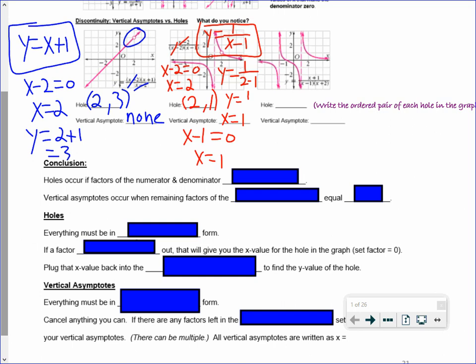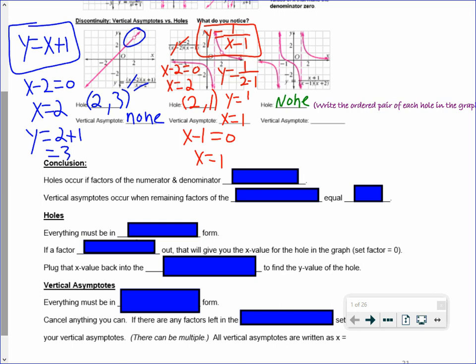Okay? Now for our last graph, we have x plus 1 all over x minus 1 and x plus 2. We don't have any factors that are the same in the top and in the bottom, so we cannot cancel anything out. If we can't cancel any factors out, that means we have no holes. There are none. We can see on the graph as well that we don't have any discontinuities by a hole. We only have discontinuities by vertical asymptotes.